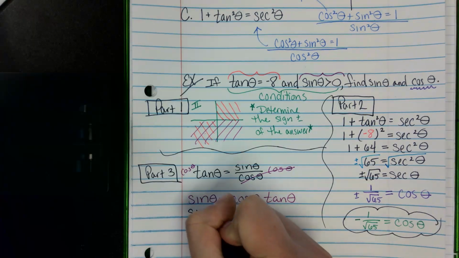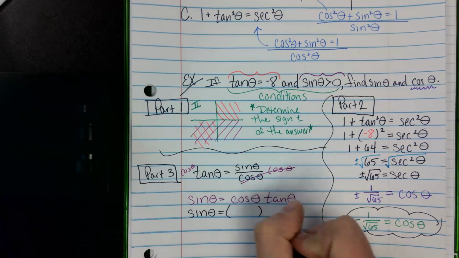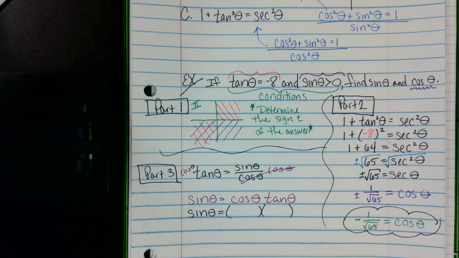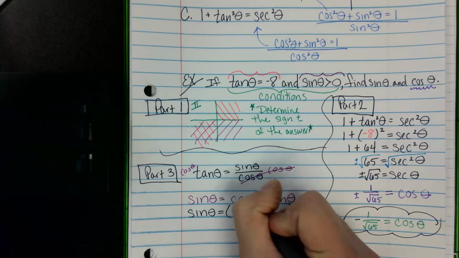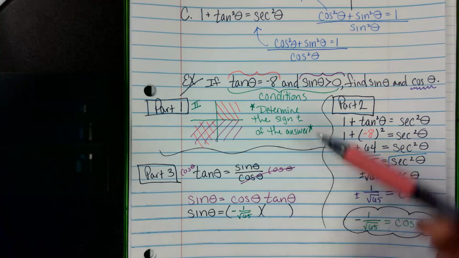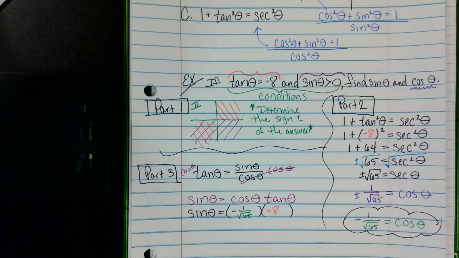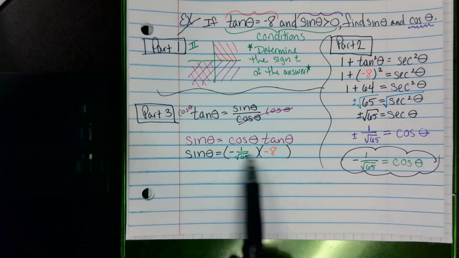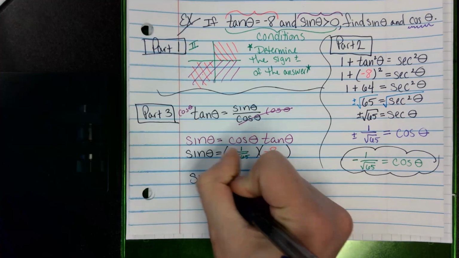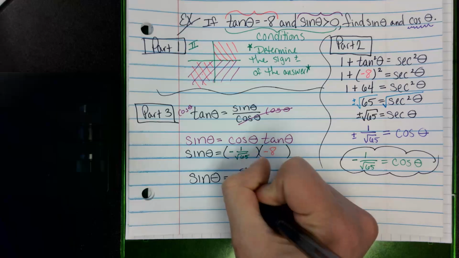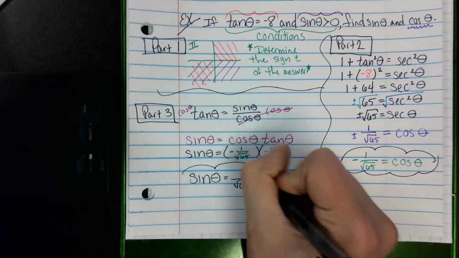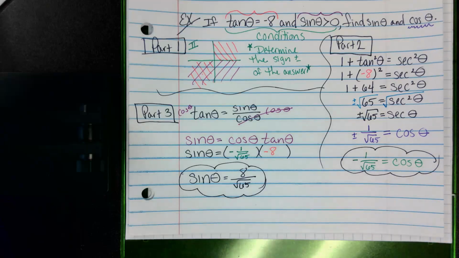So sine theta equals something times something else. Cosine, I know, is negative 1 over square root 65. Tangent, I know from the beginning, is negative 8. So now I just need to multiply these two values together. They're both negative, so the negatives cancel, and it'll just be 8 over square root 65. So sine theta equals 8 over square root 65. Or if you want to rationalize it, you can. I'm just going to leave it.